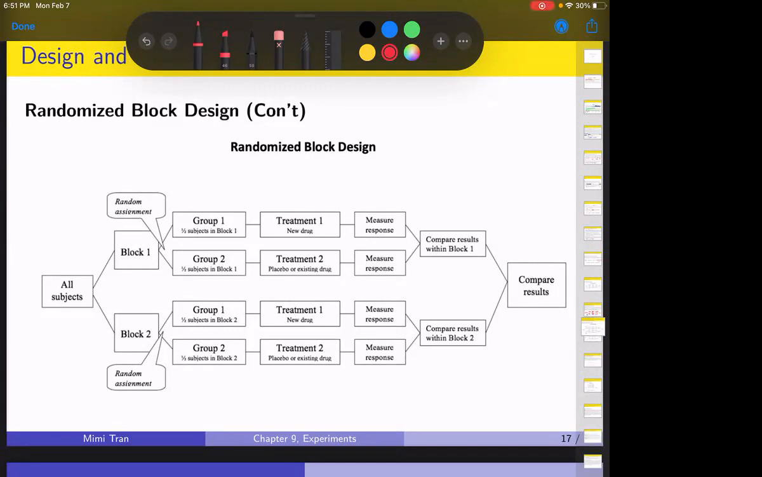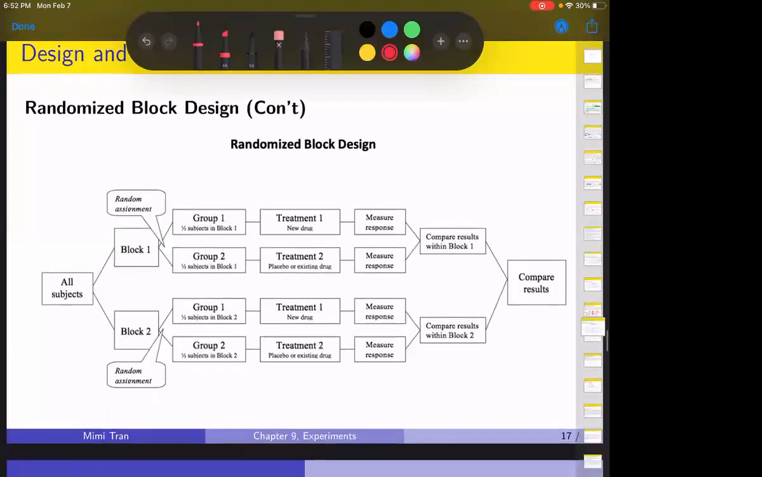Once you have two blocks, or three blocks, or however many blocks you need, you do random assignments. Right now it looks like a completely randomized design. The only thing added is separating the two blocks. That's all. Then random assignment for groups. Each group receives the treatment, and then we measure the response, compare the results in block 2, compare the results in block 1, and then compare all together.